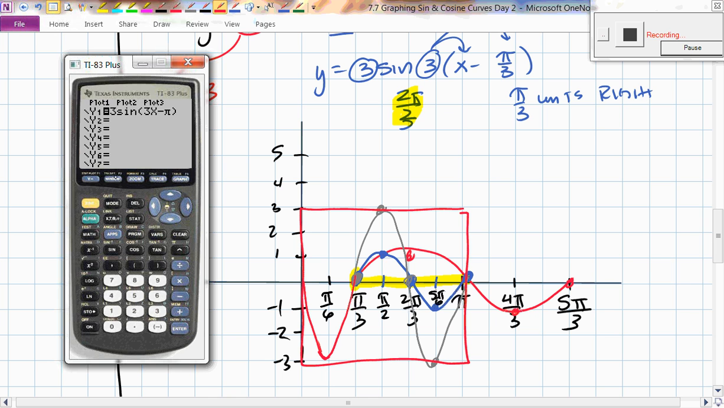Alright, I'm going to go to my window. My lowest is 0. My highest is pi, and my scale is pi over 6. My min for y is negative 3. My maximum for y is 3. I'm going to hit graph. And there we go. I definitely have matching graphs happening here.